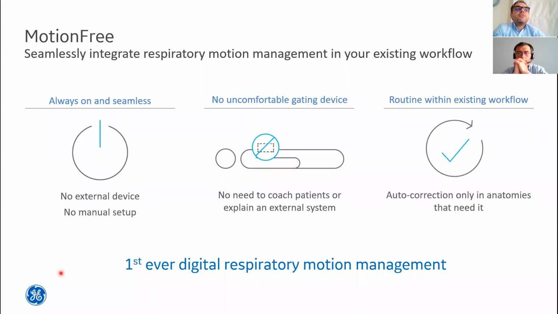So what is next? What is the digital solution that brings respiratory motion correction to the next level? This is our seamless, fully digital solution without any need of external device, the so-called motion-free. So what are the main advantages of motion-free? First of all, it is always on and seamless. There is no need for any external device. There is no time waste in manually preparing the patient and the camera itself.